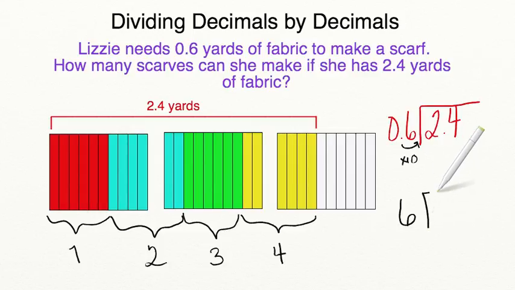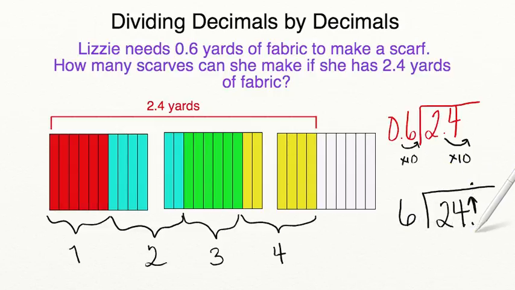Now, since we multiplied our divisor by 10, we also have to multiply our dividend by 10. So we move our decimal 1 place value to the right, which means we're also multiplying it by 10, and that gives us a value of 24. Now, wherever our decimal lands, we then put that into our quotient. So let's start dividing. 24 divided by 6 equals 4 wholes. And that's perfect because we also received 4 wholes when we created our area model.